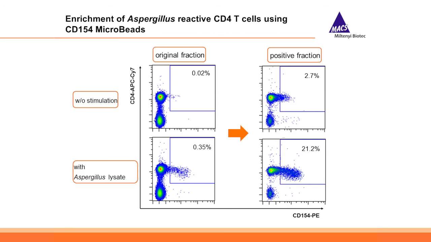Then here we stimulated the cell sample, and this is the original sample, without enrichment. We already have almost 20-fold the frequency of reactive T cells, and you already see the expression is also much higher than what you see here. So you have brighter cells. And when you enrich, you really get a very decent high frequency of cells. It's 20% of these cells expressing CD154. And these are now the Aspergillus reactive antigen-specific T cells.